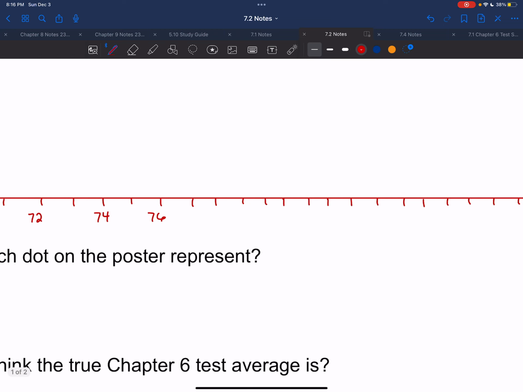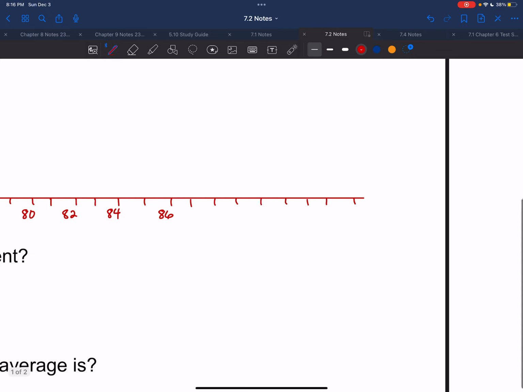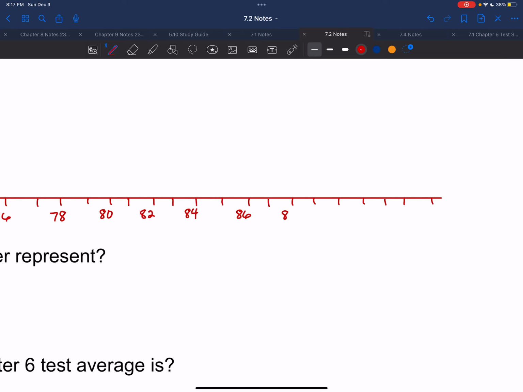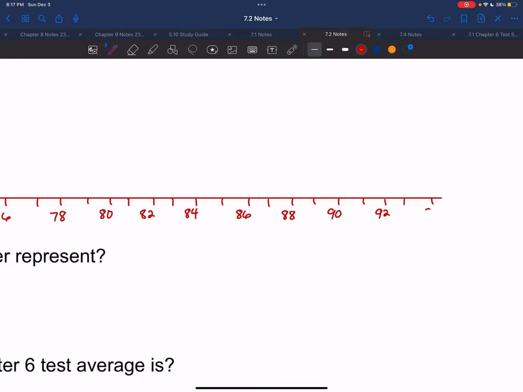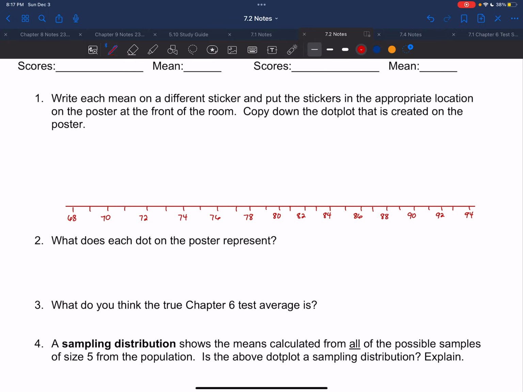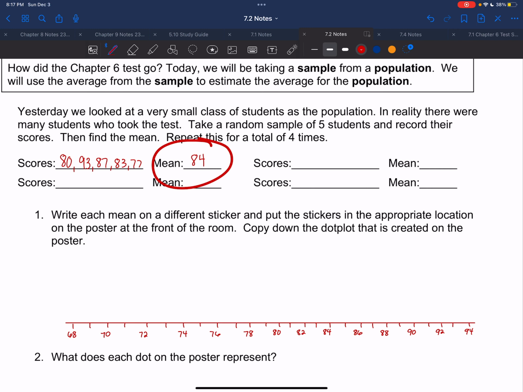So 72, 74, 76, 78, 80, 82, 84, 86, 88, 90, 92, and 94, right? And so I'm going to put a dot for each one of the simulated sample means that I got, okay?